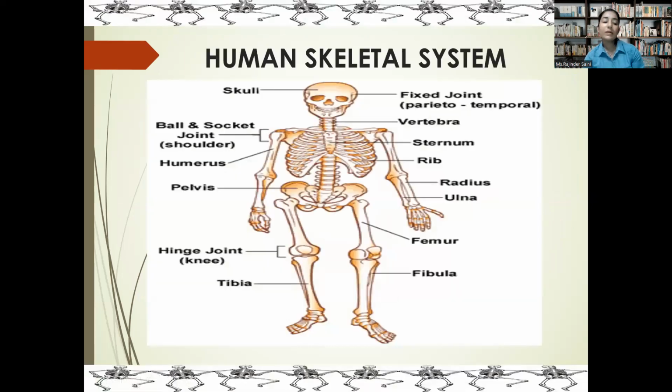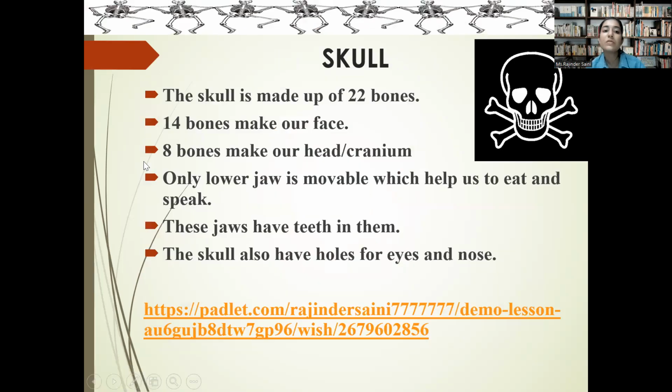So, human skeletal system, which we discussed in the last class: the functions of the skeletal system are to protect, to give support, shape, and help in the movement of our body. There are many joints which we are going to discuss after this. So let's start with our main topic, the four main parts of the skeleton.